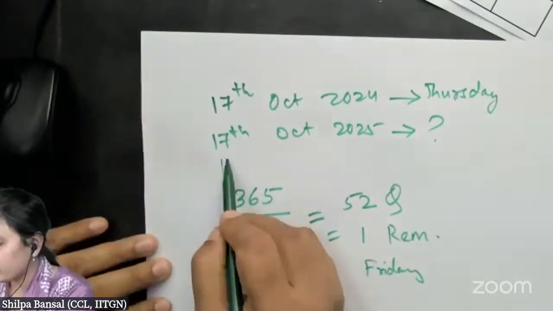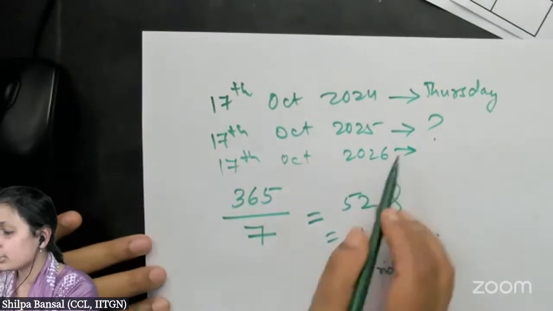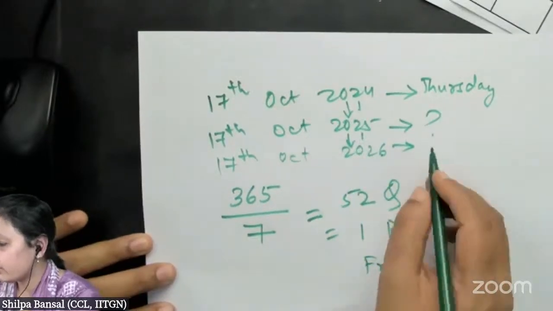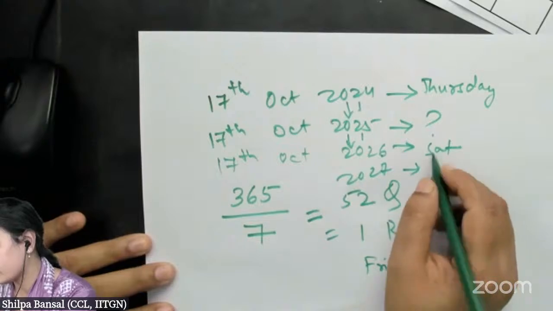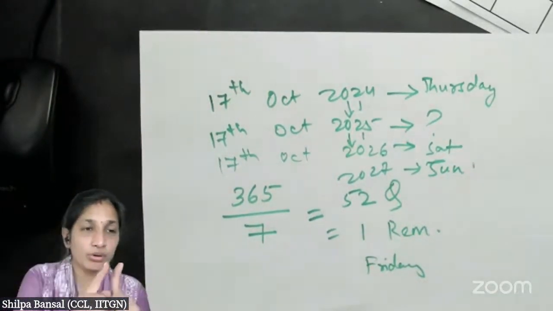So here also you can calculate what is 17th October 2026 also. So we will move 2 days ahead. 1 day here, 1 day here. So it will be Saturday. 2027, it will be Saturday, Sunday. So every year we move 1 day ahead.